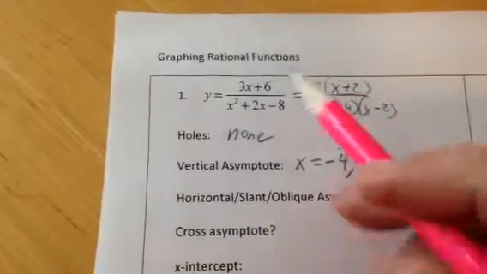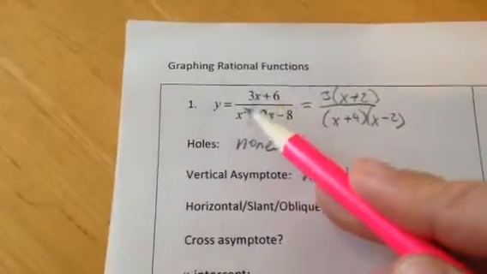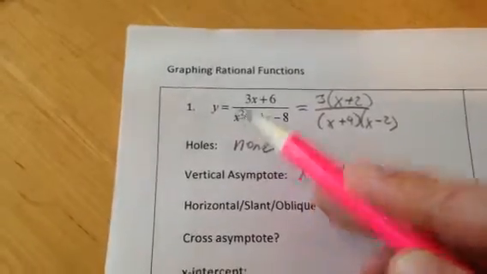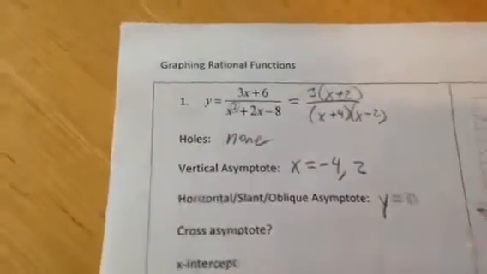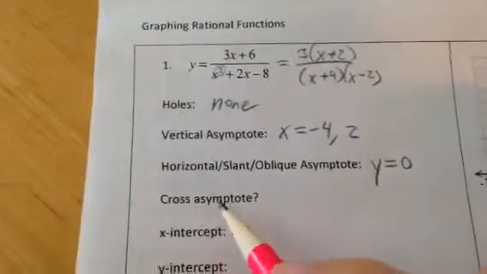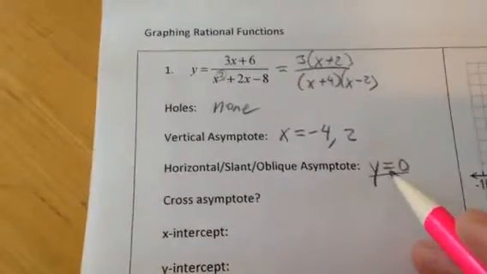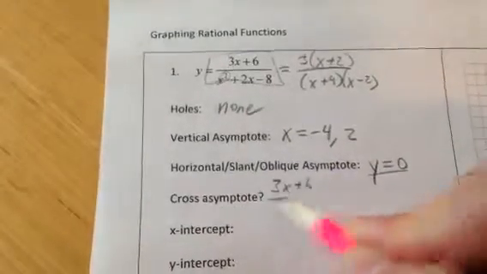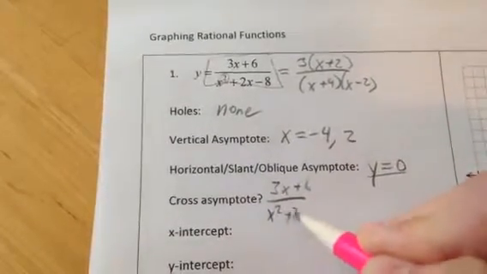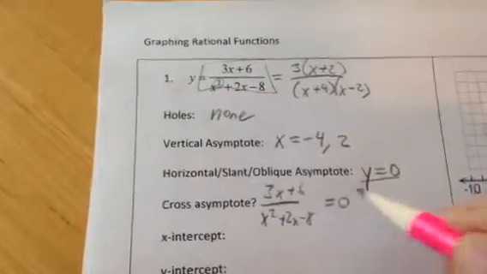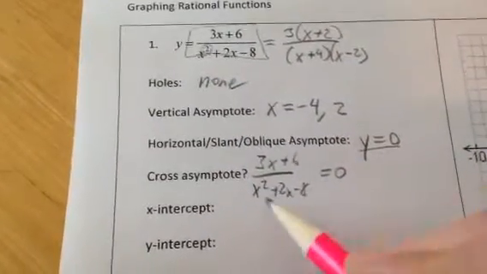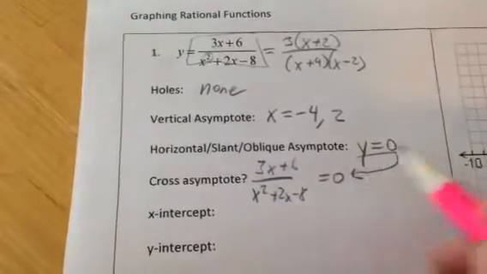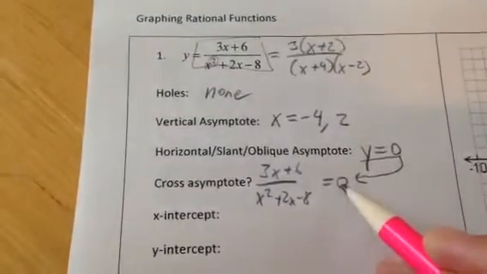To get the horizontal, you look back at the original, take a look at the highest powers. Since the power on the bottom is bigger, it's just going to be y equals 0. Then I like to check to see if it ever crosses that asymptote. So check to see if this 3x plus 6 over x squared plus 2x minus 8 ever equals 0. And so you just solve it equals whatever you got for the horizontal asymptote, which in this case was 0.